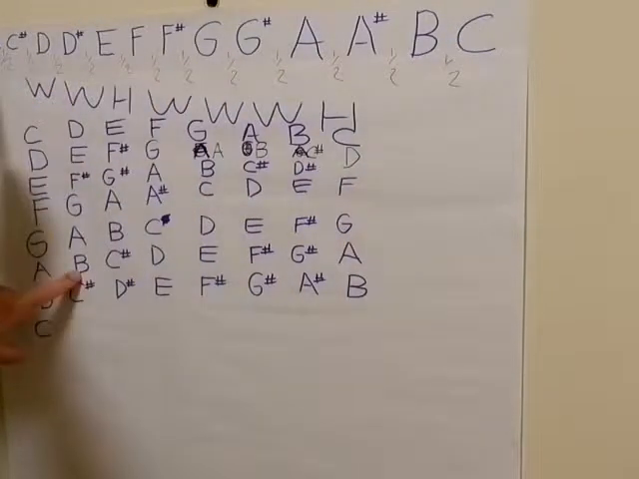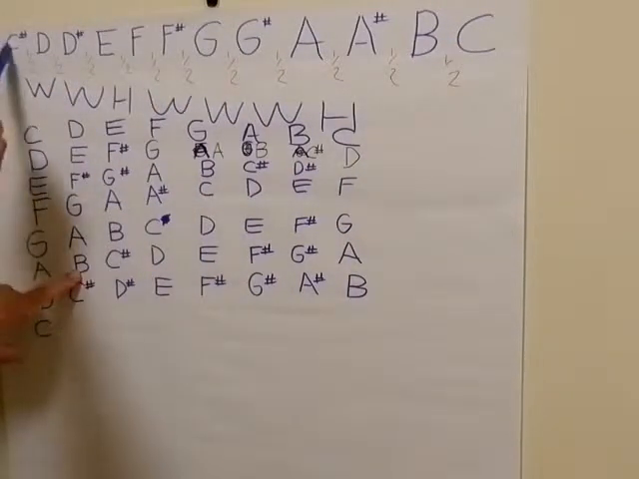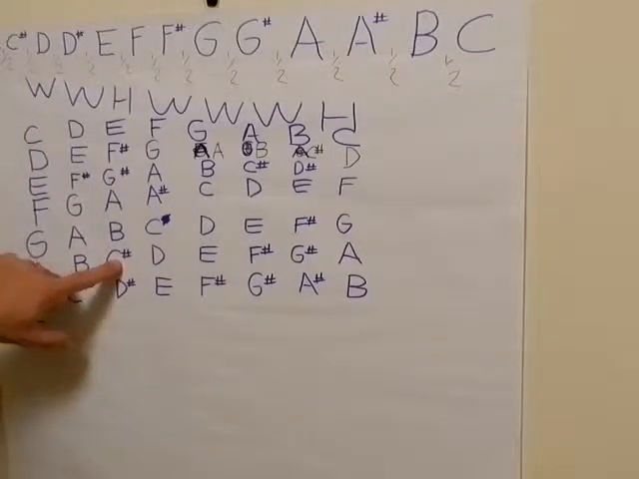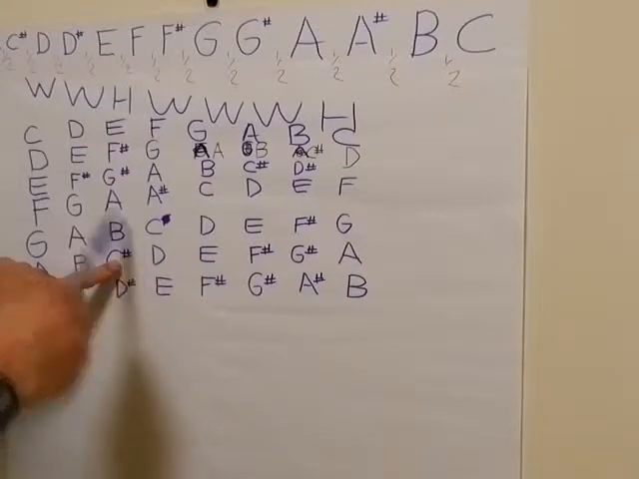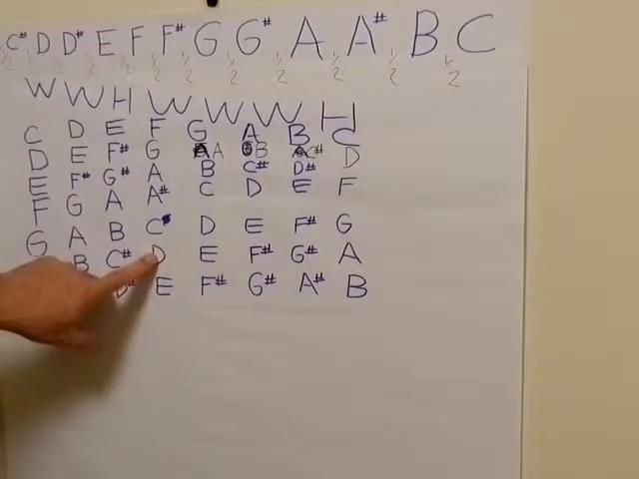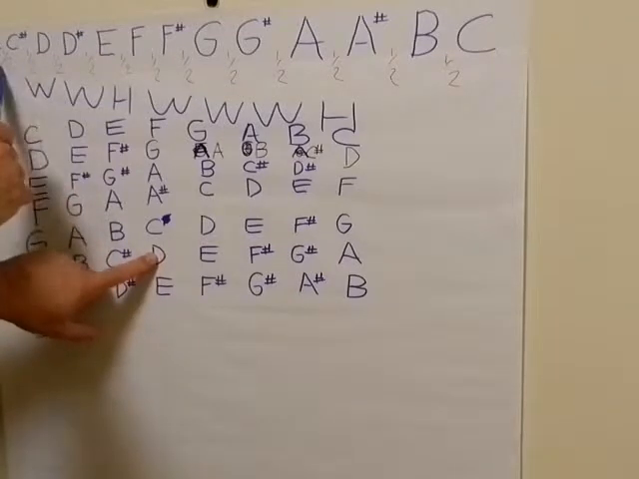So let's go back over here. You need the whole, so C sharp would be your next note. So you have whole, whole, and then from C sharp we need to do a half step. C sharp, a half step, D. That's your next note.